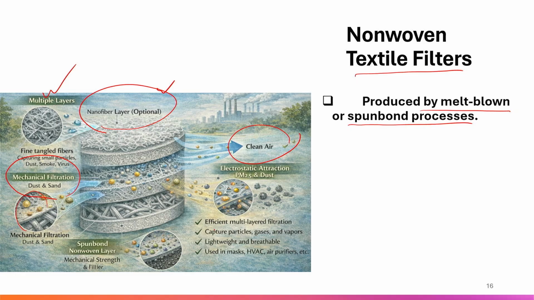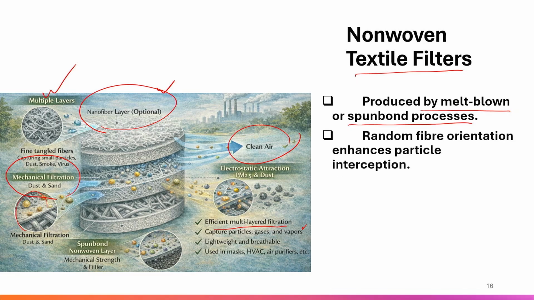It gives efficient multi-layer filtration, it captures particles, gases, and vapors using the textile filter, the nonwoven filter, and it is lightweight and breathable. We can use this for ultrafiltration like masks, HVAC, or air purifiers. So, the advantage is that random fiber orientation enhances the interception, that is important.